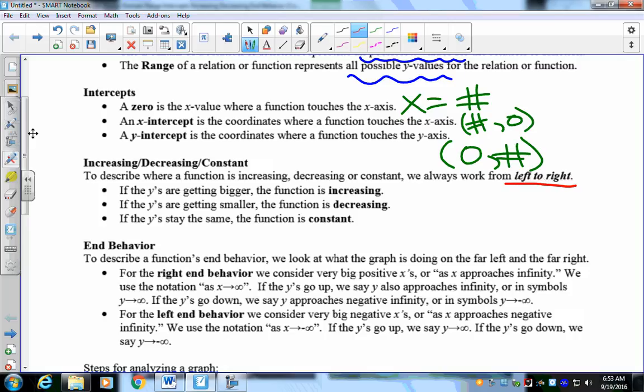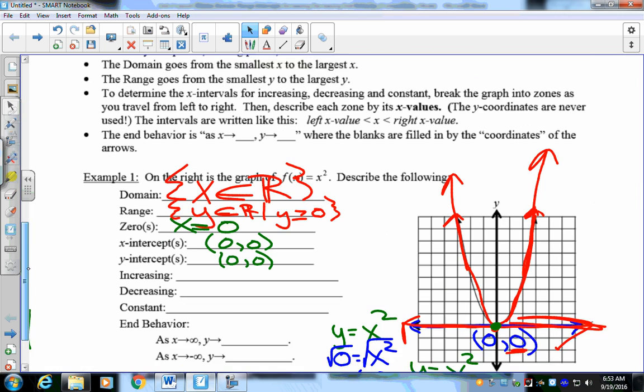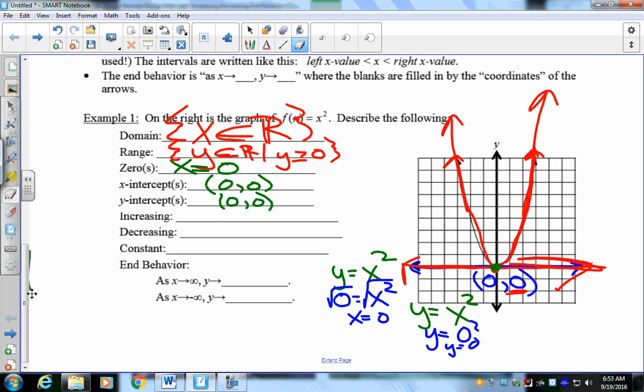Increasing and decreasing is actually referring to the x values. What it's saying is, for which x values of the graph, so as the graph is moving from left to right, that's key, x values. For which x values are the y's getting bigger, meaning on an increasing trend? For which x values are they decreasing? And for which x values are they staying constant? So let's take a look at this graph down here. I'm going to erase what I have on here so I can redraw some things.